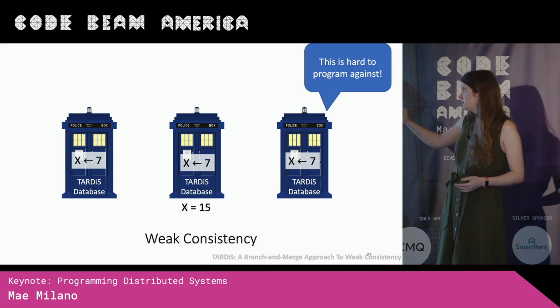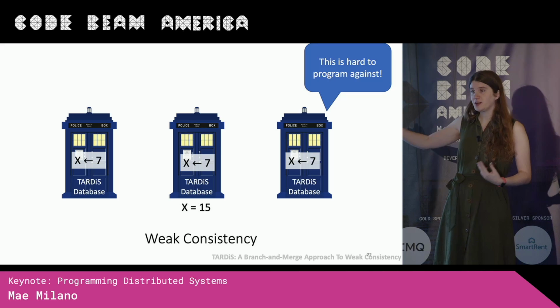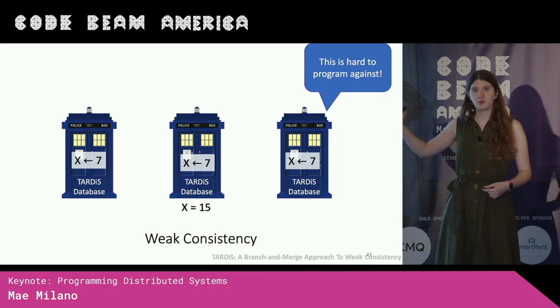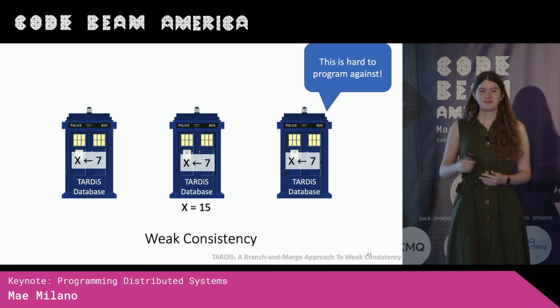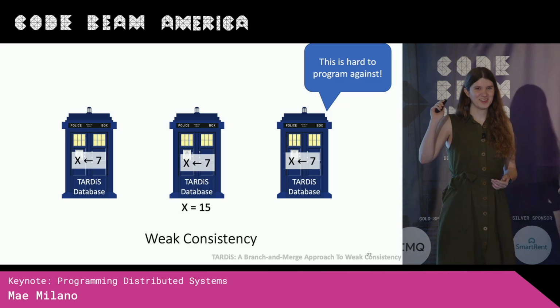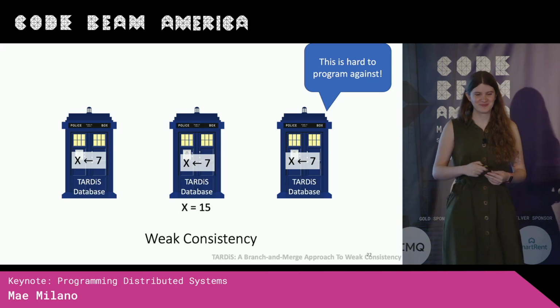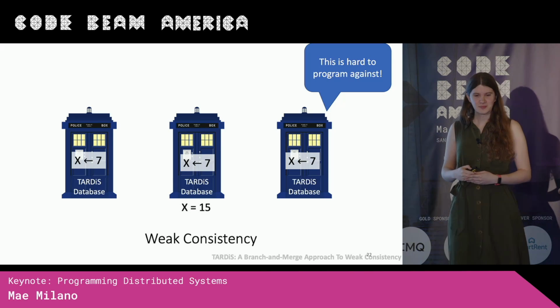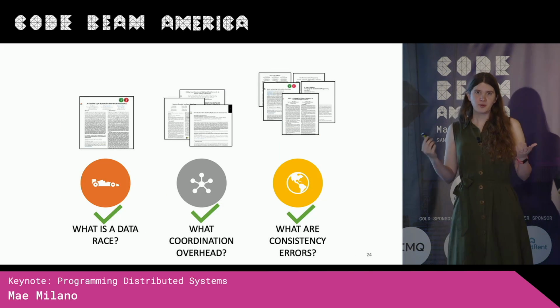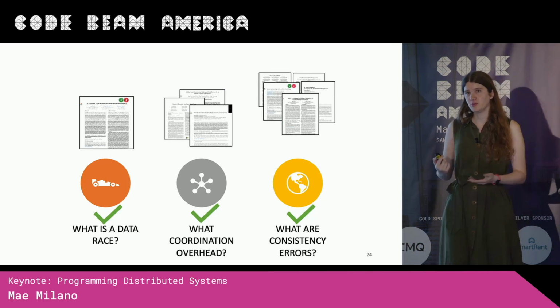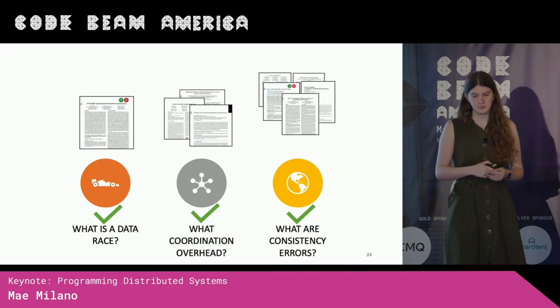If you're not familiar with the blue box, this is a small box that used to be on the streets of England where they would store criminals temporarily. It's also a time machine from a TV show. And programming against that is going to be our primary source of consistency errors.